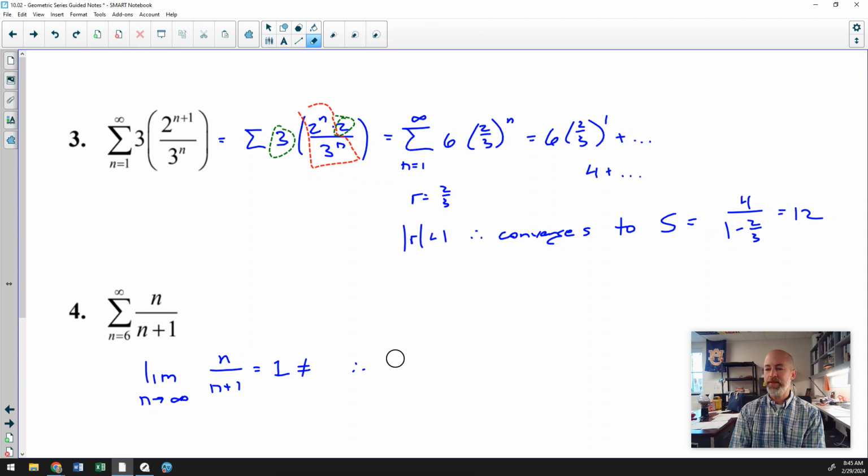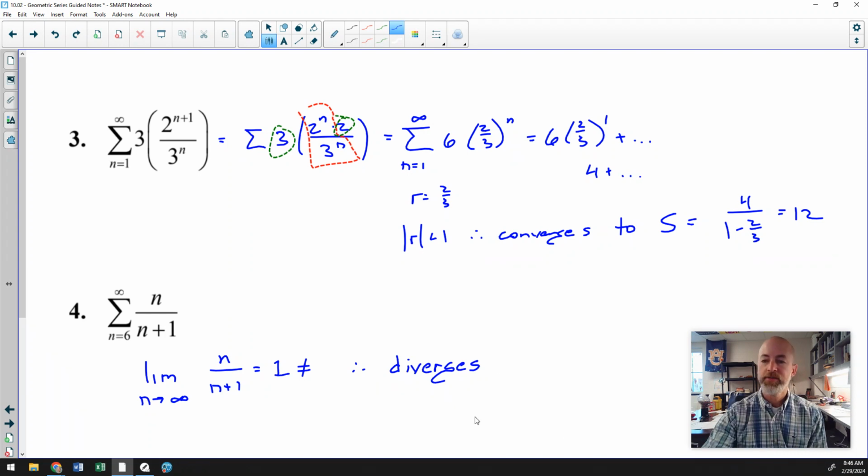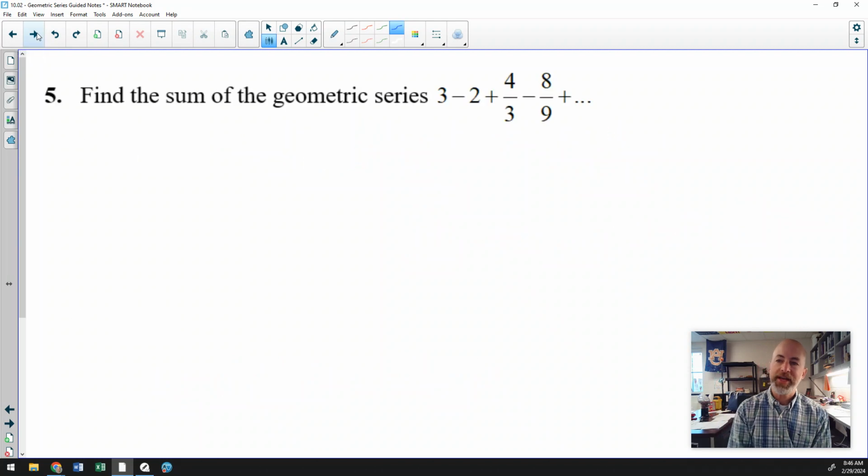Always remember that nth term test. It doesn't work very often because if the terms do approach 0, that is inconclusive, and we would have to go into some other convergence test. However, this time we are lucky. Terms approach 1. This will diverge. Then I have one last example.